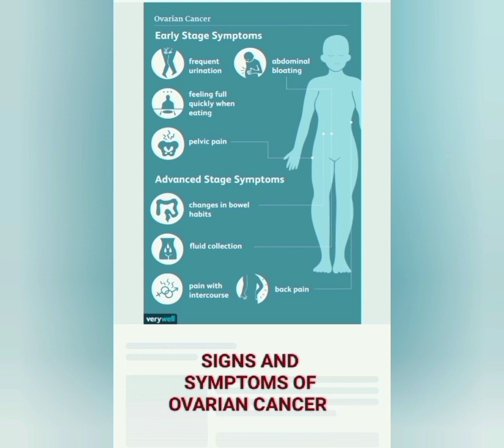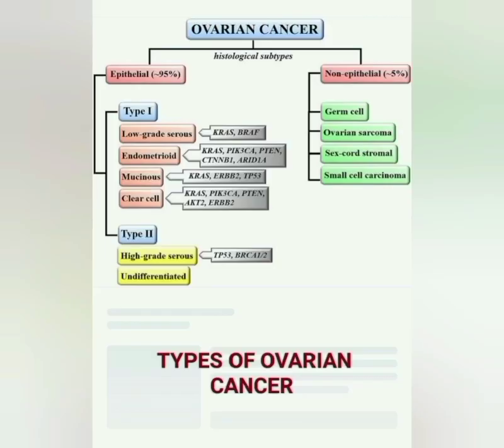Similarly, if there is advanced stage disease, then there can be involvement of the gut, so there can be changes in the bowel habits, and there can be fluid collection because of the rupture of the capsule of the ovary, and also there can be pain with intercourse.